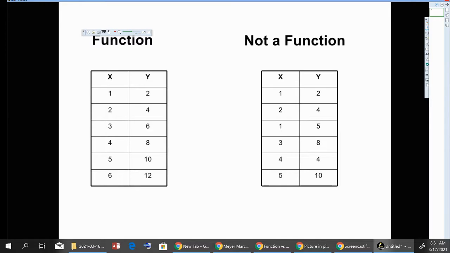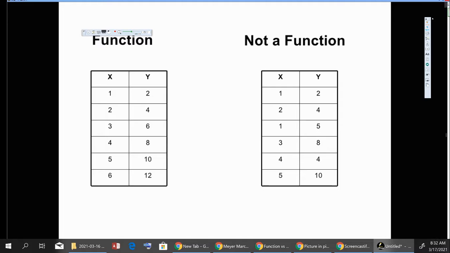The second one on the right is not a function, and here's why. Because when you're looking, let me make sure I can have my colors for y'all. If it'll work. All right, here is my problem. It's not letting me write on top. Sorry, guys, technology.